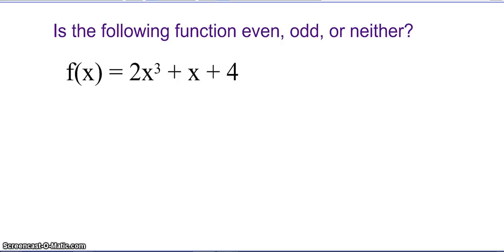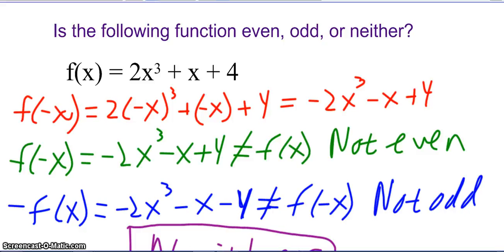Alright, now here, determine if this function is even, odd, or neither. Show your work. Pause the video, check your answer in a minute. Okay, so remember to check for even or odd, we want to first find what is f of negative x. So I plug in a negative x wherever there's an x into the f of x function, so I get 2 times negative x cubed plus negative x plus 4, which simplifies to negative 2x cubed minus x plus 4. So f of negative x is negative 2x cubed minus x plus 4.